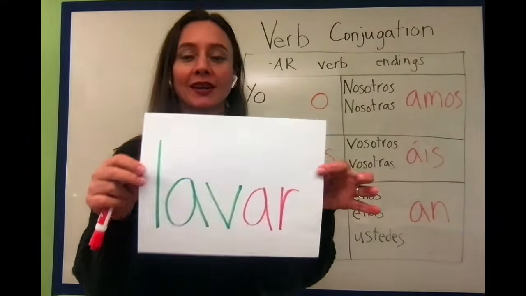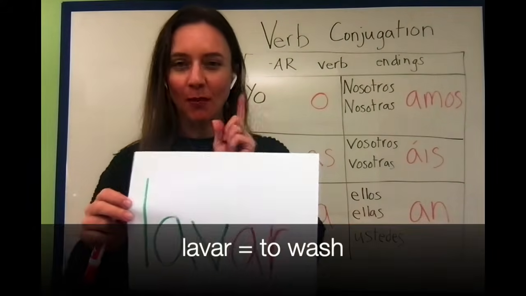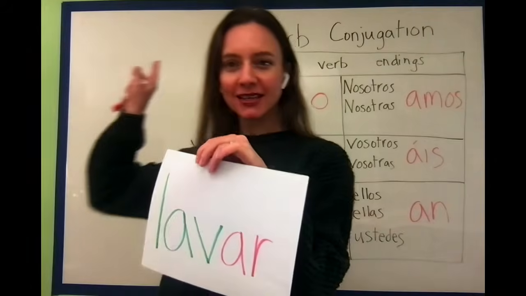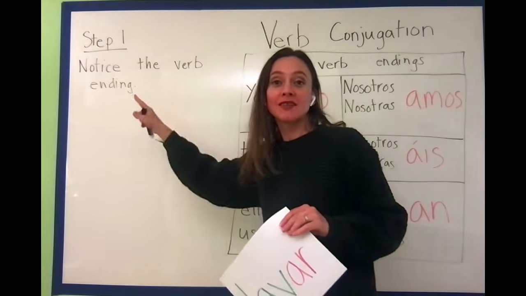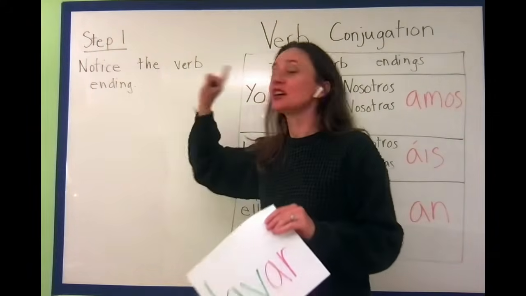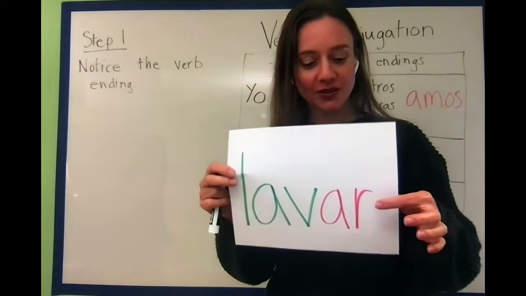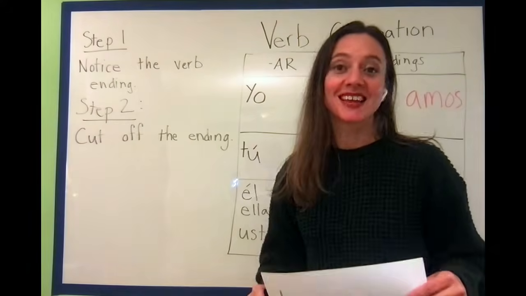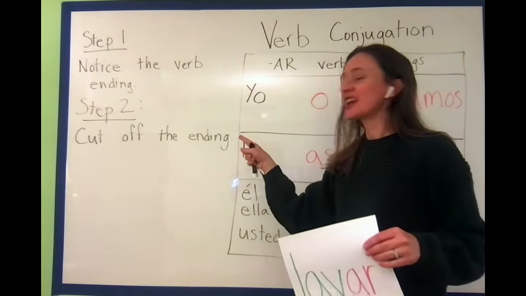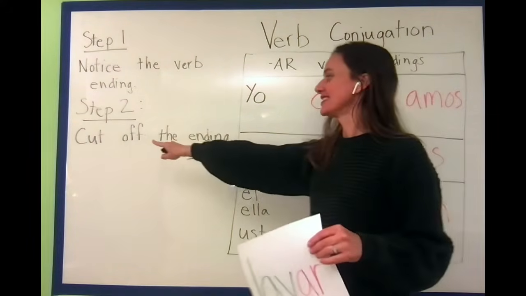Okay, so let's try another verb. We're going to try this one, lavar. Do you remember what the first step was? I'm going to write the steps right here. So here we have step 1. Step 1 is notice the verb ending. So if we take a look here, we notice the verb ending is AR. Step 2, cut off the ending.